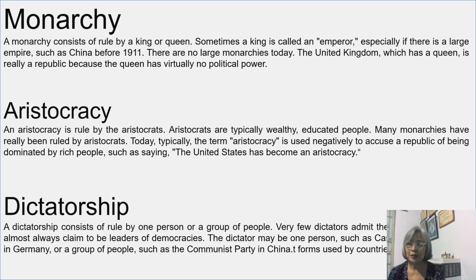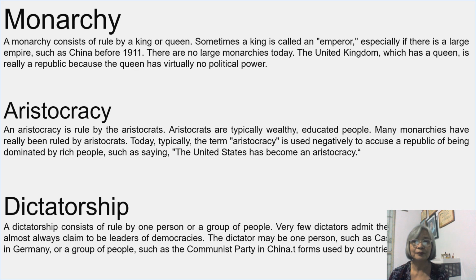So, a dictator may be one person or a group of people. So, sa China, meron silang Communist Party. Tapos sa Germany, meron silang mga dictator, katulad nila Hitler, or sa Italy, sila Mussolini. Yan yung mga dictator nung araw.